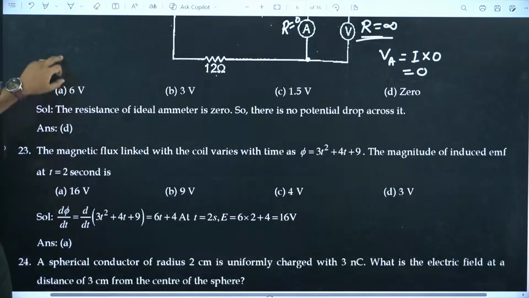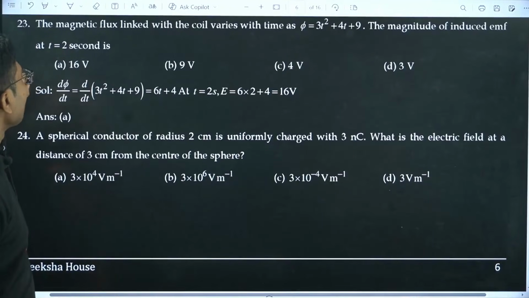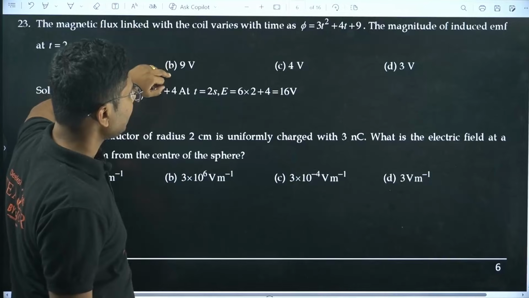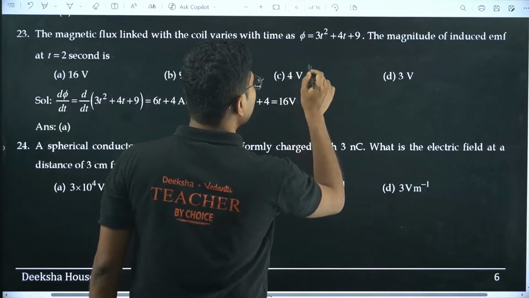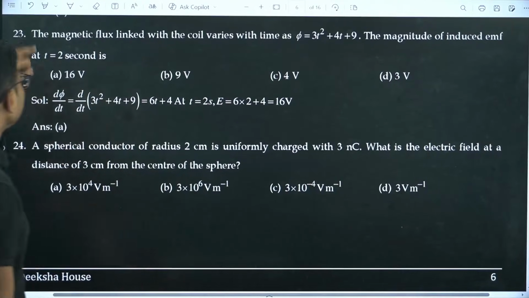Now next, question number 23. The magnetic flux linked with the coil varies with time as phi equals 3t squared plus 4t plus 9. Obviously, what you have to do?